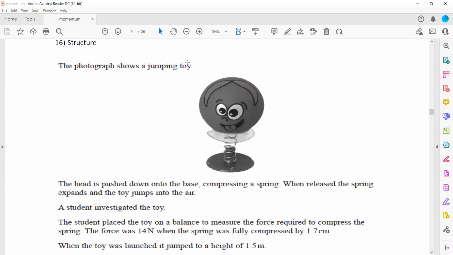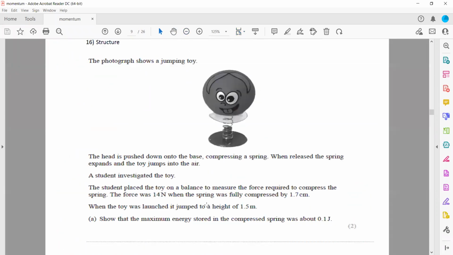Question 16: the photograph shows a jumping toy. The head is pushed down onto the base, compressing a spring. When released, the spring expands and the toy jumps into the air. So basically, when we compress, deform, elastic strain energy is there. When we release, that changes to kinetic, and then the kinetic changes to gravitational potential.